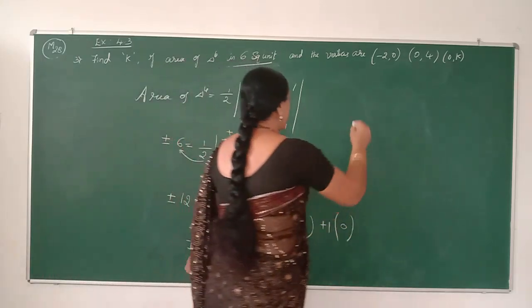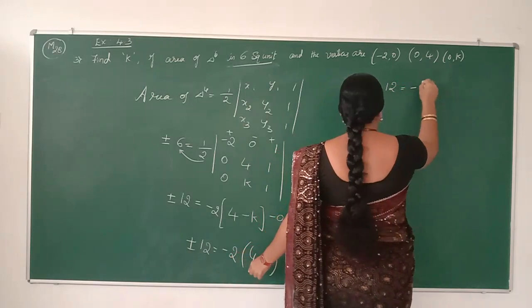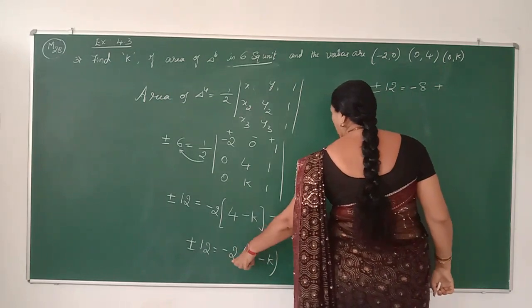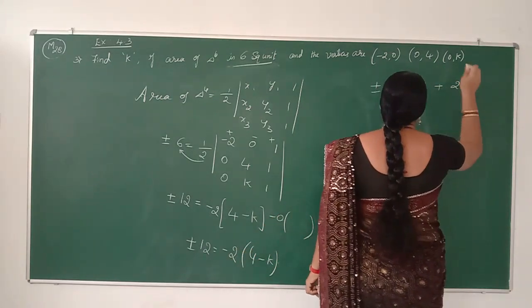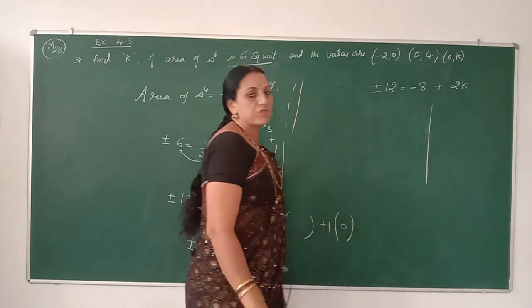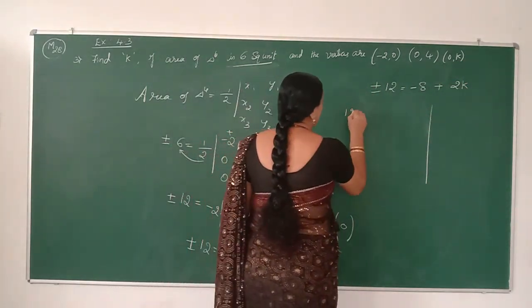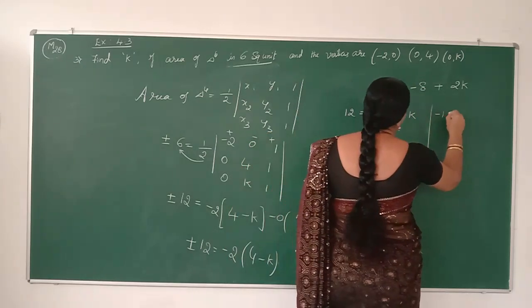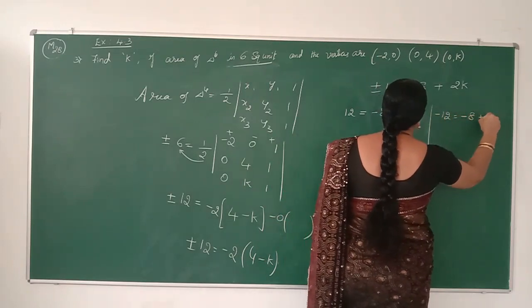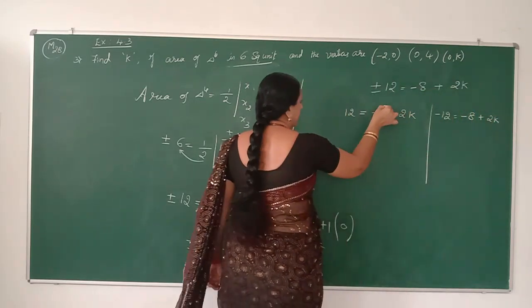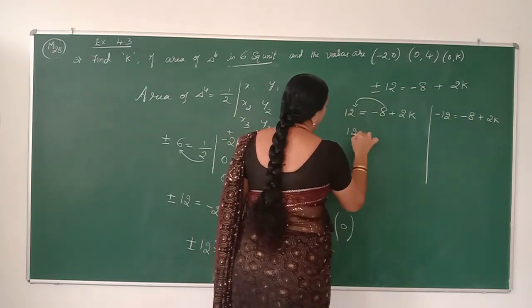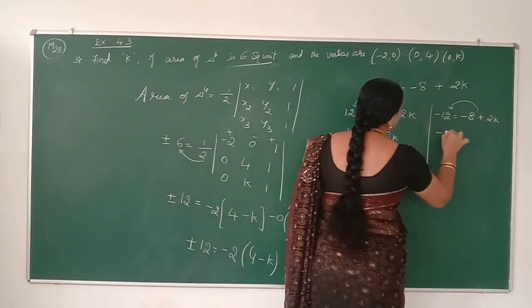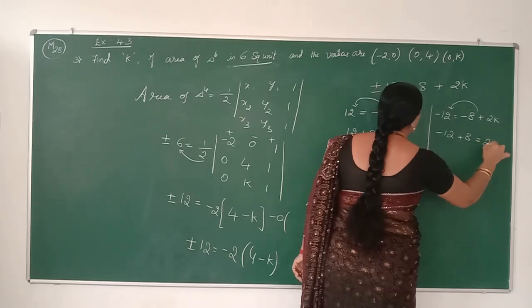So then we will distribute. Plus or minus 12 is equal to minus 8. Minus 2 into 4 is minus 8. Minus into minus is plus. 2 into k is 2k. After that we will distribute in terms of plus or minus. So first plus 12 is equal to minus 8 plus 2k. And another possibility, minus 12 is equal to minus 8 plus 2k. So we separate the constants. 12 plus 8 is equal to 2k. And the other one is minus 12 plus 8 is equal to 2k.